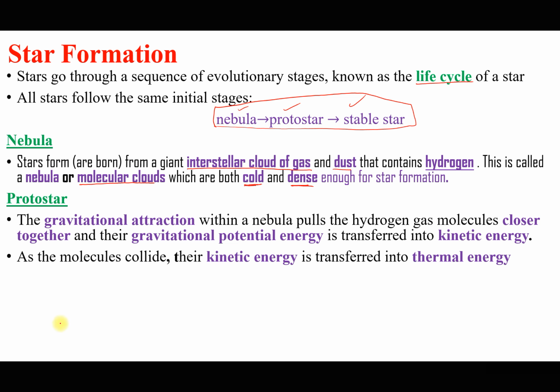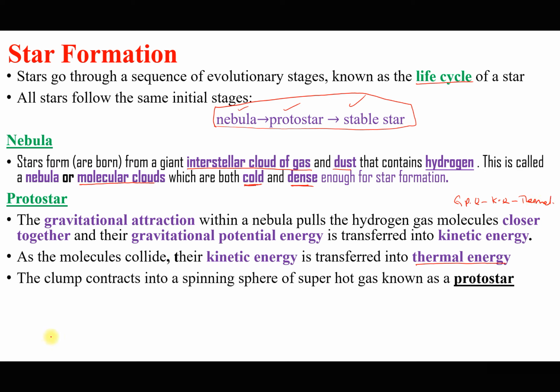And as these molecules collide, their kinetic energy is again transferred into thermal energy. So heat is generated. When the molecules collide, their kinetic energy becomes thermal energy. So the energy changes are gravitational potential energy to kinetic energy to thermal energy, or heat energy. So the clump of hydrogen, the clump of gas and dust, then contracts into a spinning sphere of super hot gas, which we call a protostar.